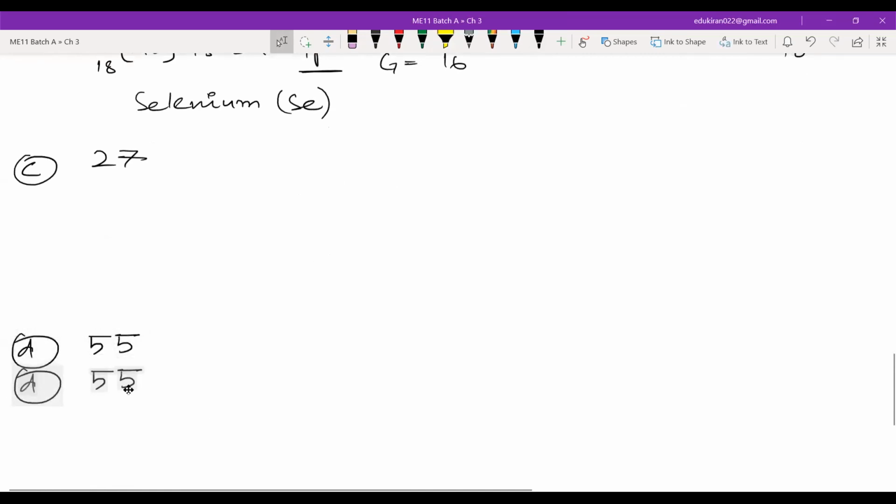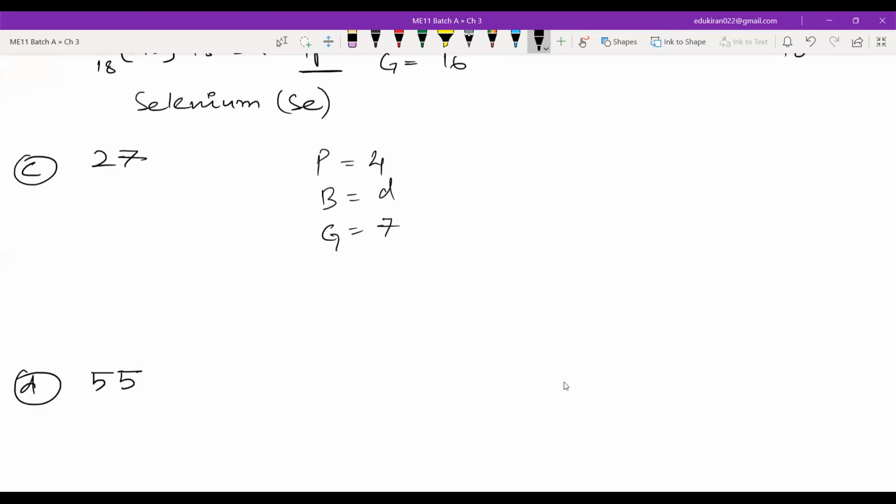So moving on to 27. Did anyone determine 27? Sir, I actually have a doubt in question 27. Okay, did you determine the period, block, and group? Yes, sir. What is the period? Fourth period. What is the block? D block. What is the group? Seventh group. Yes, sir. Okay.